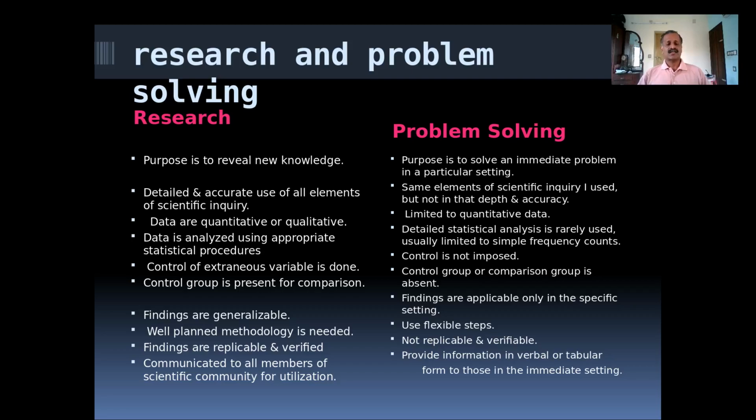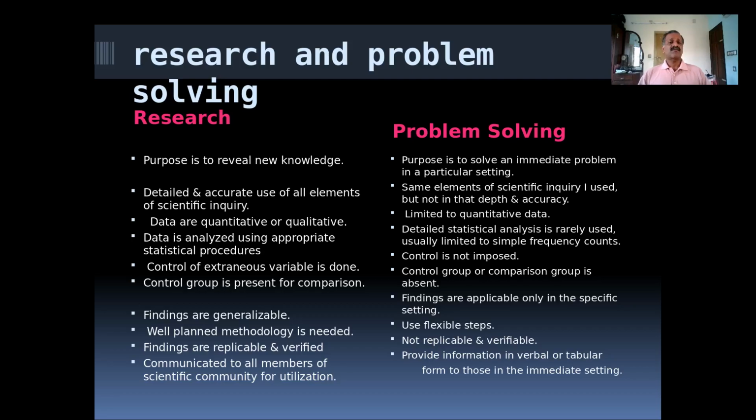So this is an extraneous variable that is purely controlled in research, whereas the control of extraneous variables is very difficult in problem solving, and it is not imposed also. Then a control group is present for comparison in research. For example, we have a control and an experimental group, and we compare our data with the control group. What is the difference there? Whereas in problem solving, a control group or comparison group is absent.